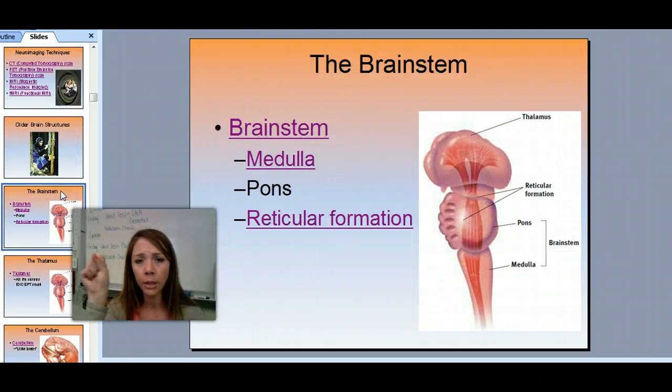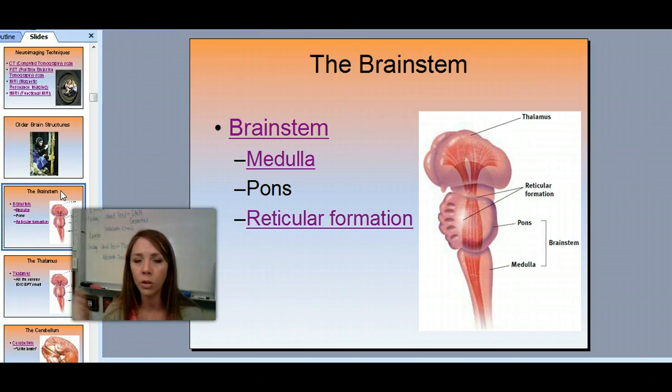I'm going to put it in my hand so you guys can remember this. Remember my brainstem, the bottom is my medulla oblongata, my pons, then my reticular formation. This is called the reptilian brain. Remember, that's why we did the snake like this. My medulla oblongata is responsible for my heartbeat.